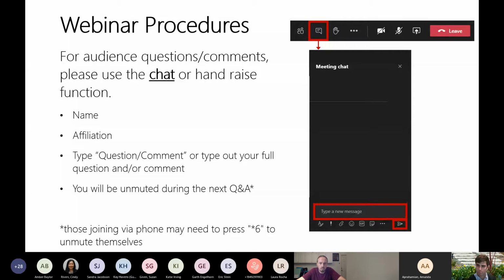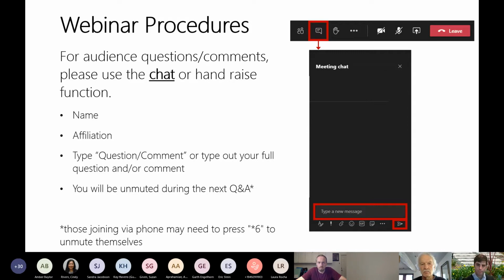If you're joining via phone, you may need to press *6 to unmute. But we'll cross that bridge when it comes. If you feel like you're talking and we can't hear you, we'll let you know and we'll troubleshoot at that point. So this is the chat function. It looks like a little speech bubble that you can press on. You'll type your message and press the little paper airplane symbol to send it to us. And we'll all see that you have a question or comment to be addressed at the next Q&A slide.